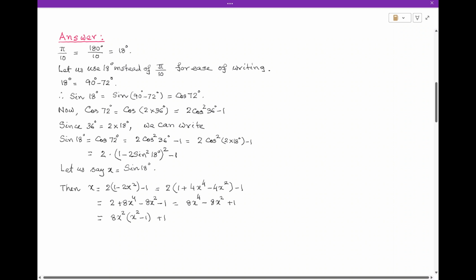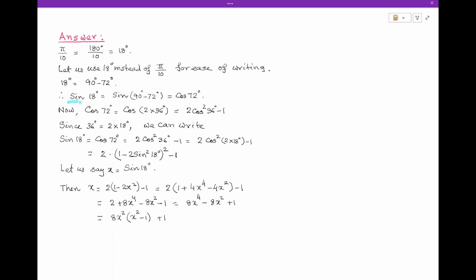Now, pi by 10 is equal to 180 degrees by 10, and that is equal to 18 degrees. Remember, pi is in radians and pi by 10 radians is 18 degrees. Let us use 18 degrees instead of pi by 10 for ease of writing. Now 18 degrees is equal to 90 degrees minus 72 degrees.